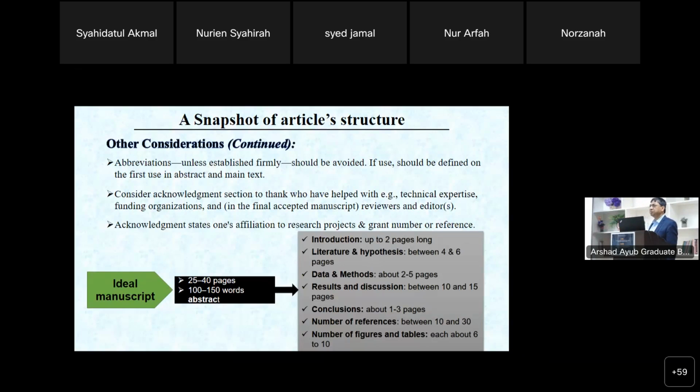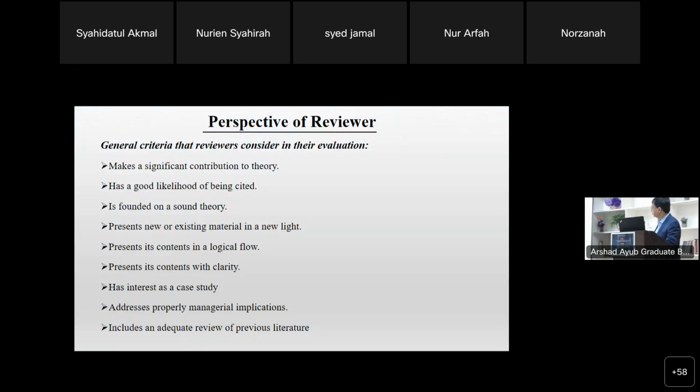You know, you have to avoid references from lower-level journals. But sometimes that is the only reference you have, then you cannot avoid it. I'm not saying that, but if you have the option, out of 100 references, choose the ones from highly cited journals. The number of figures and tables is about 6 to 10 for each paper and so on.